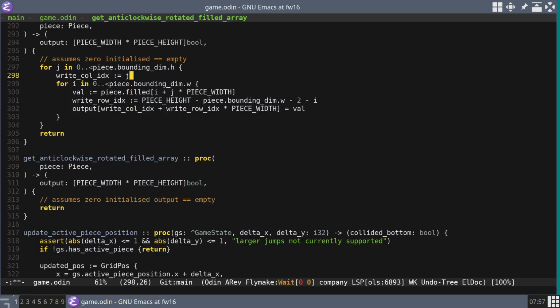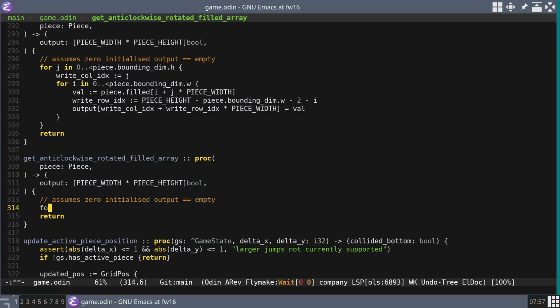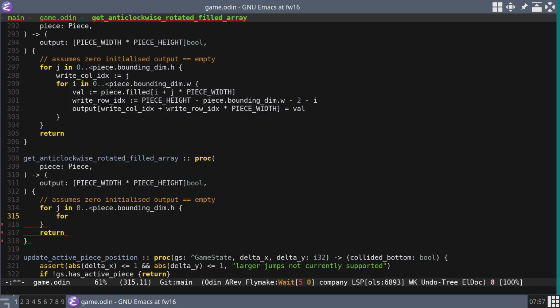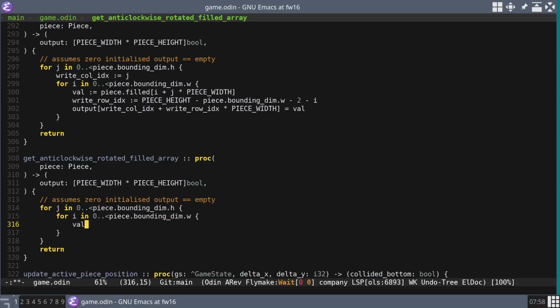Output equals empty. So again, that's true currently while it's a ball. It's possibly not true when that struct gets more complicated. We're going to want a very similar loop, but the places that it goes to will be different, right? So we'll have dim h. Naught less than piece, bounding dim width. The val will be the same. So we're looking at the input in the same way, we're just going to map to a different place in the output.